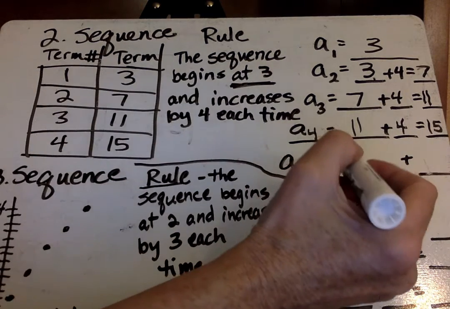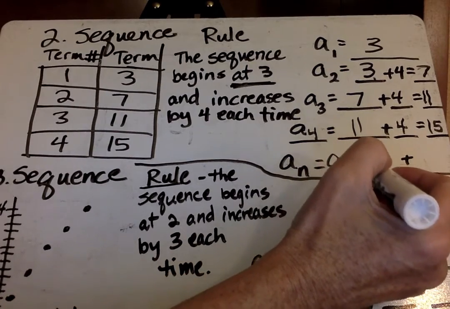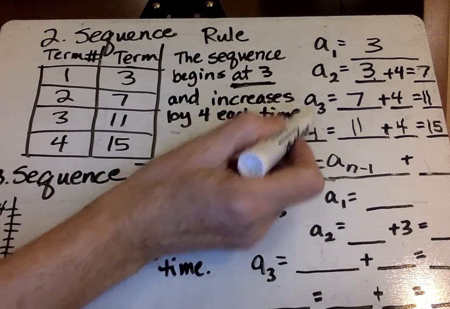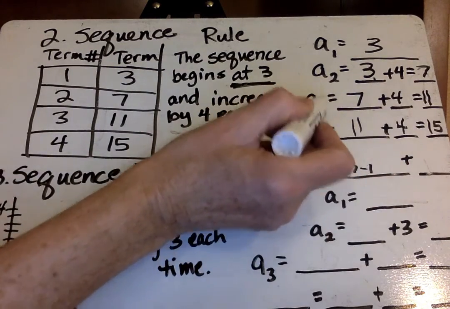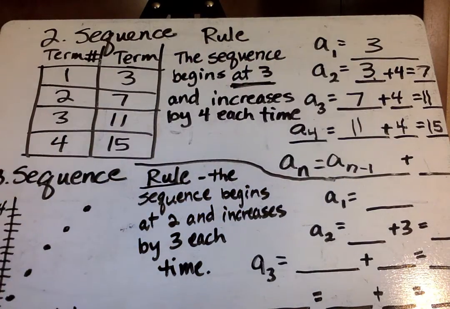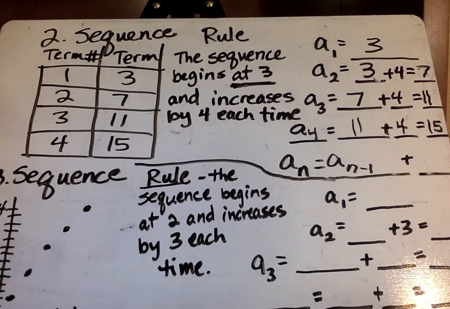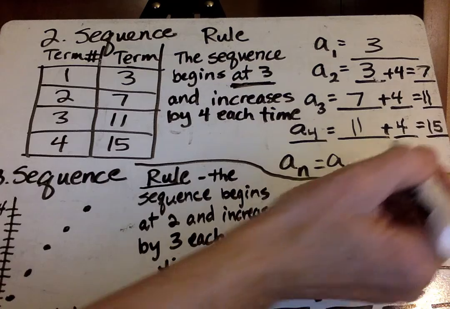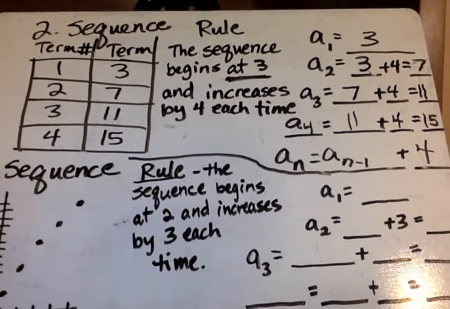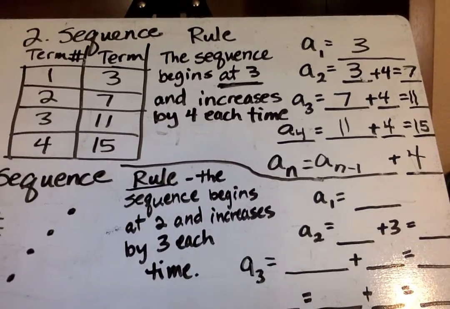But it's going to be the previous one in the term, which is a to the n minus 1. See how each of these, this was actually a to the 3, 11 right there. That one was a to the 2, 7 right there. And that one was a to the 1, 3 right there. Okay, so it's a to the n minus 1. And how many do we add? 4. There's that there. Okay.